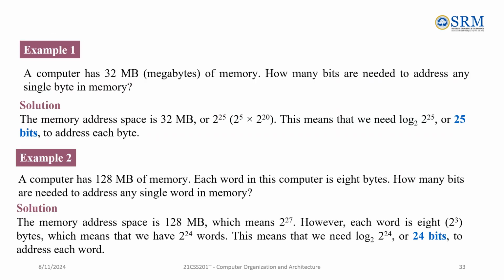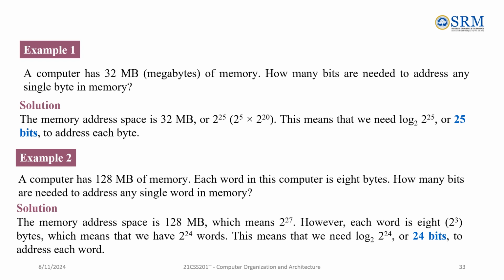So let's see an example. A computer has 32 MB of memory. How many bits are needed to address any single byte in the memory? So the memory address space is 32 MB, which I can write as 2 to the power 5 times 2 to the power 20. This means we need 25 bits to address each byte.